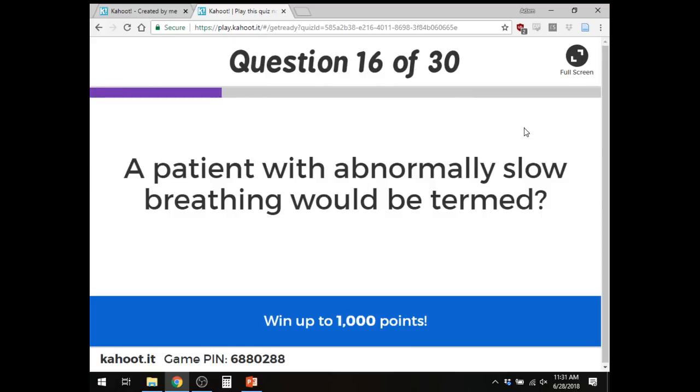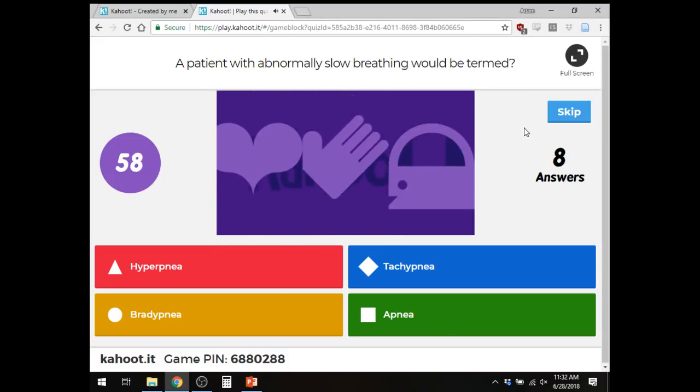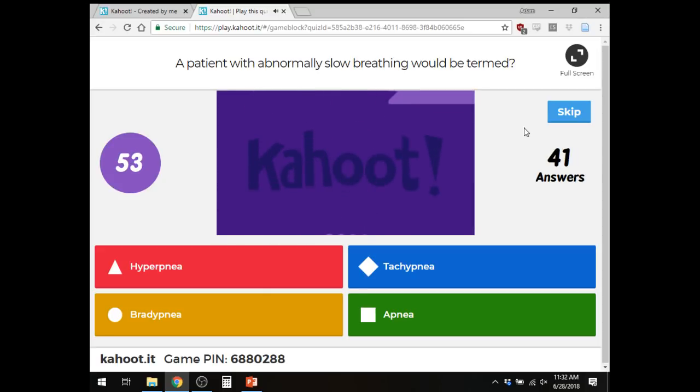All right. A patient with abnormally slow breathing would be termed hyperpnea, tachypnea, apnea, or bradypnea. Everyone should know this.